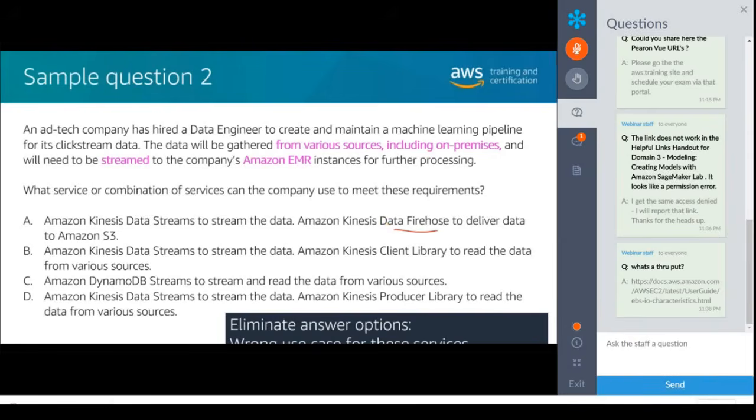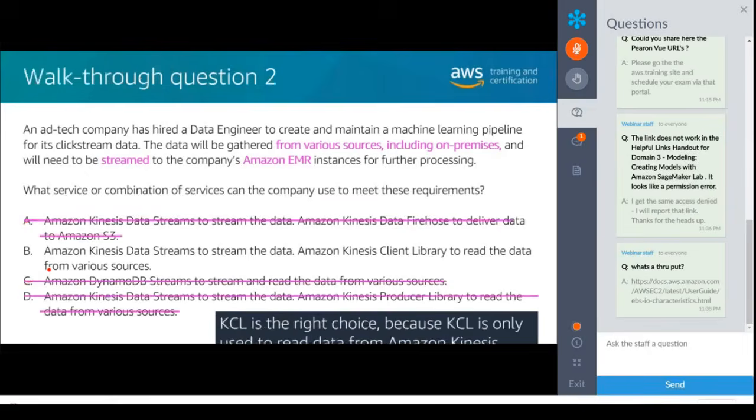A is obviously wrong because Kinesis Data Firehose is used to ingest data into a service like S3, but not to read the data, right? We're trying to read the data here. So we need to figure out what we're going to use to fetch the data, not what we're using to store the data. So we get rid of A, we get rid of C. And lastly, we might be able to get rid of D as well.